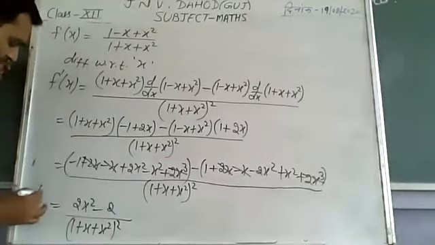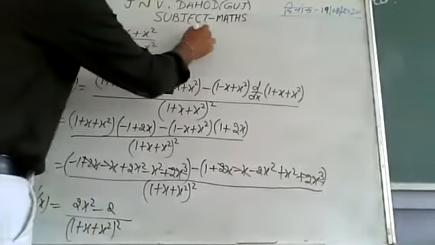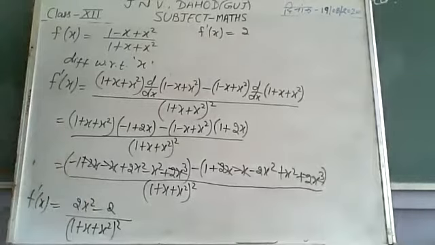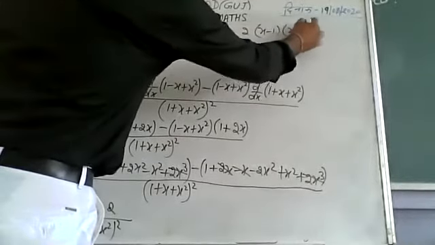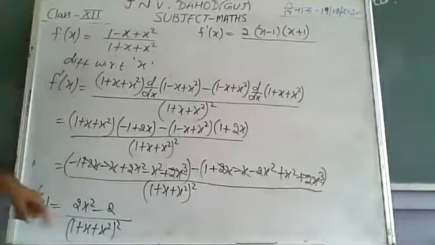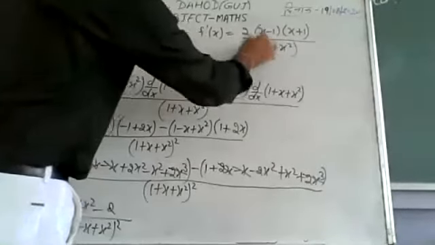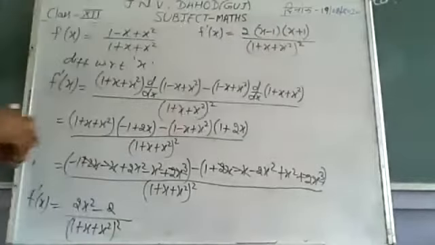This is the derivative of the function, or we can factorize it. f dash x is equal to 2 common out, x square minus 1 becomes (x minus 1) into (x plus 1), divided by (1 plus x square) whole square. This is the first derivative of the function.